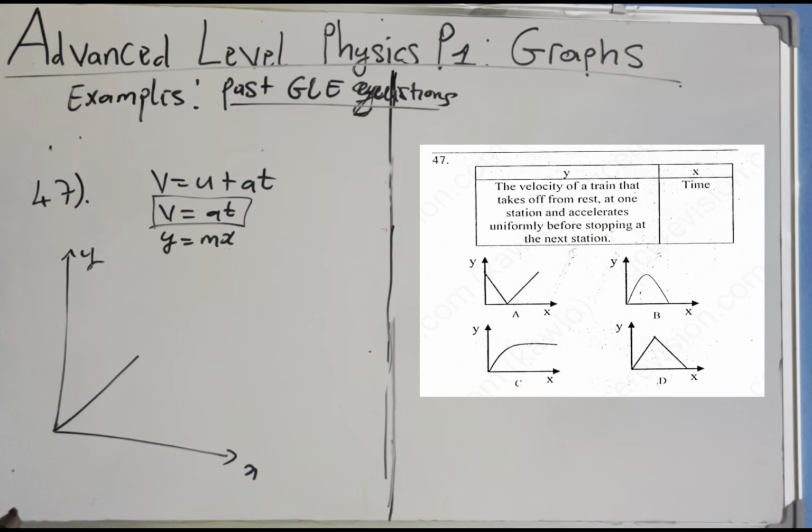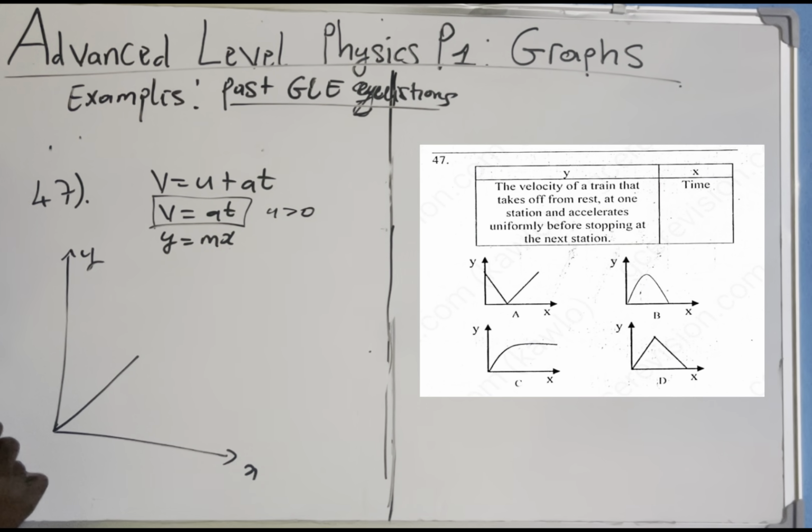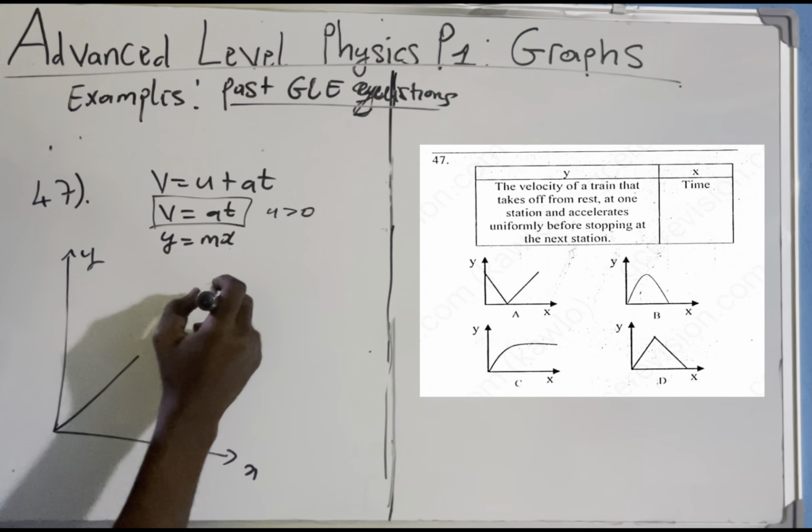Now, remember a is positive because it is from rest, and one moves from one station, moving with what? Accelerating uniformly means that a is positive. After accelerating uniformly, he now stops at the next station.